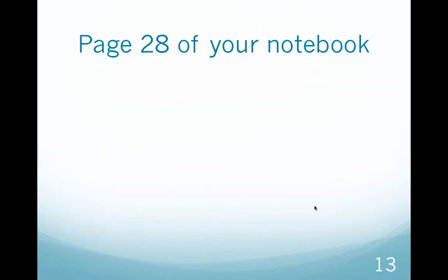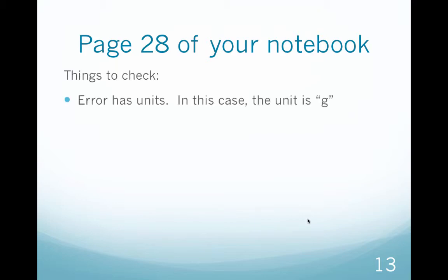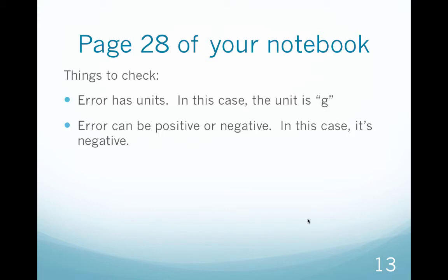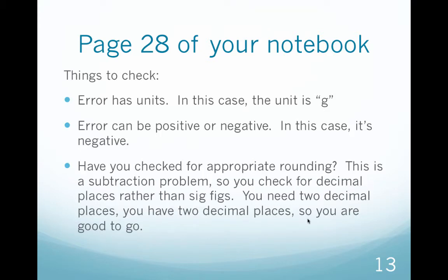All right, so let's go ahead and talk about this just for a second. There are some things that you need to check when you're doing error. Error has units. In this case, the unit is little g, which is grams. Error can be positive or negative. In this case, it's negative. That shouldn't bother you. And then have you checked for appropriate rounding? This is a subtraction problem, so you check for decimal places rather than sig figs. You need 2 decimal places. You have 2 decimal places, so you're good to go. We can go ahead and move on to percent error.